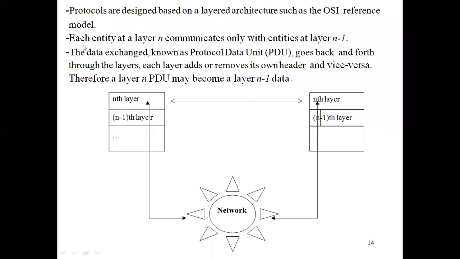In the OSI layers, the data exchange is known as the protocol data unit, which goes back and forth through the layers. It means the data moves from the upper layer to the lower layer. It moves through the protocols, and each adds and removes its own header, and vice versa. Therefore, the layer n protocol data unit may become layer n minus 1 data.